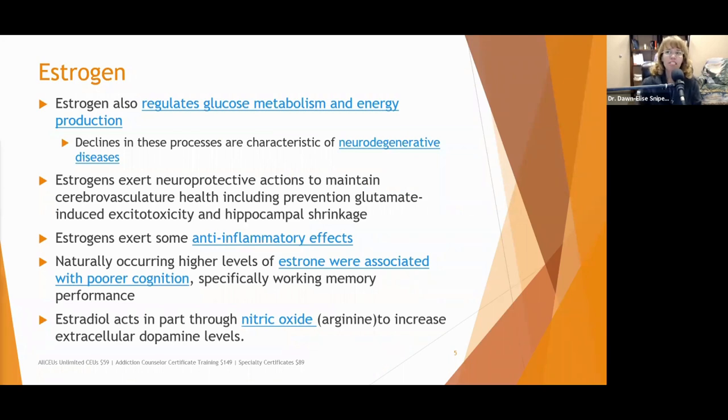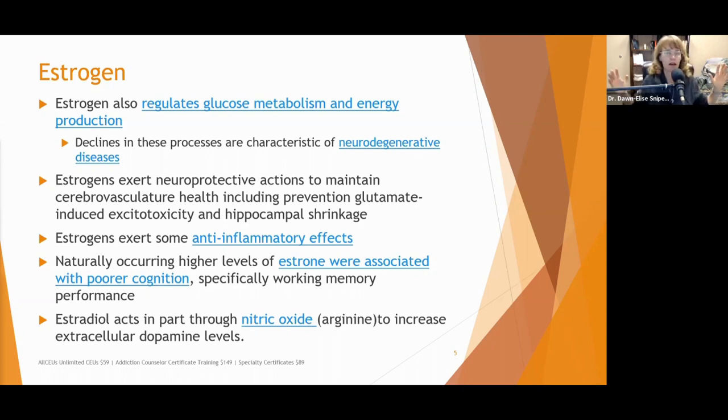Estrogen also regulates glucose metabolism and energy production. Think diabetes. If estrogen is out of whack, people tend to be at a higher risk for diabetes. Declines in these processes, glucose metabolism and energy production, are also characteristic of neurodegenerative diseases like Alzheimer's disease. Who knew? Well, I guess the scientists knew, but that's not something I was ever taught in graduate school, that estrogen imbalances can contribute to cognitive decline.